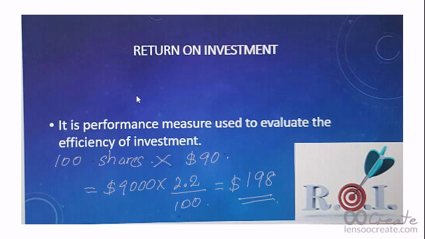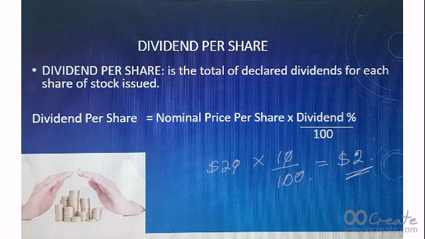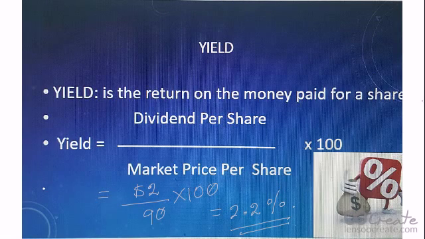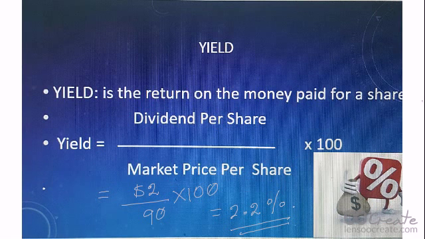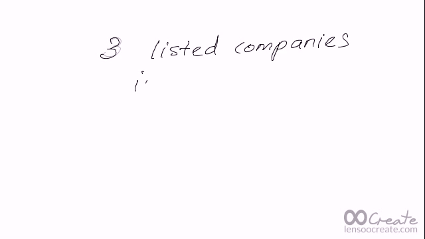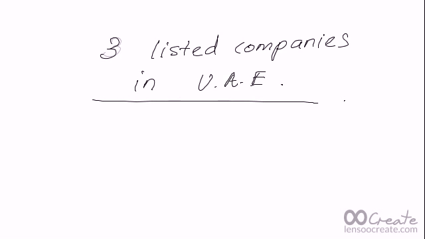Your homework will be to focus on the important vocabulary discussed in this lesson, such as dividend, dividend per share calculation plus the definition, yield, the definition and the calculation, and return on investment. You can move into the calculation if you're fairly comfortable with dividend, dividend per share and yield. And your homework is you have to choose three listed companies in UAE, because our activity in the class will be based on the three listed companies in the UAE stock exchange.